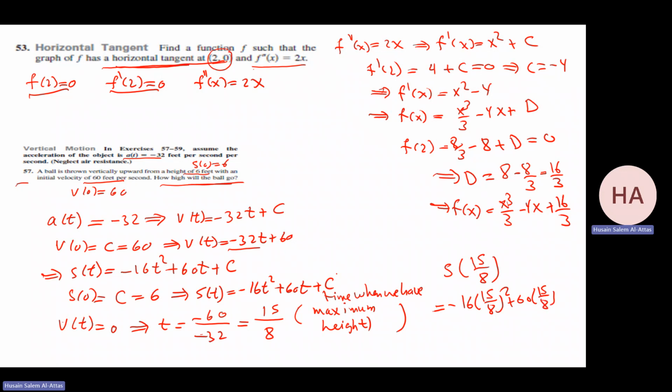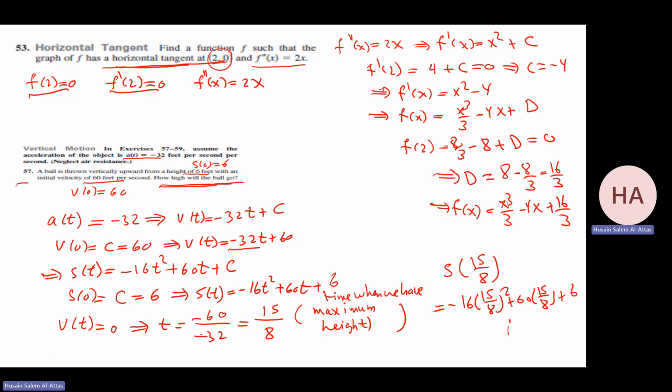Did I find the c? Yeah, c equals 6. I wrote plus c, plus 6. I did the calculations for you. Let's do the calculations. But you need the calculator to do it.